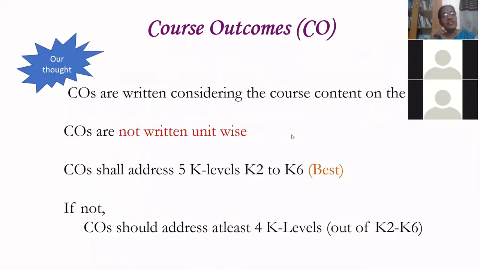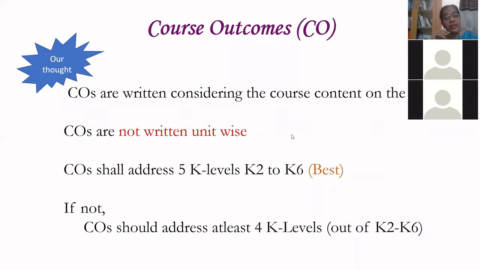Course outcomes in our college are written by considering the entire course content. Whenever you write course outcomes, they are written by considering the whole syllabus, and course outcomes are not written unit wise. Usually you'll have 5 units, but you need not write one course outcome for one unit.